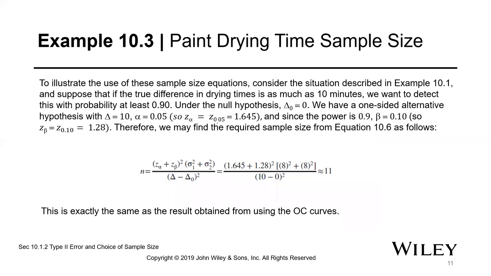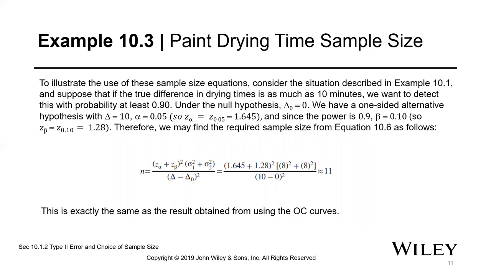So an example of this. Still watching paint dry. The true difference of drying times is as much as 10 minutes. We want to detect this with a probability of 0.9 under the null hypothesis that the mean difference, delta zero, is zero. We have a one-sided alternative because we could care less if they're different. We just want to see if it's less than. So we have a delta of 10 because we know it's a difference of 10. We have our alpha, so our Z score is 1.645. And the power is 0.9, so beta is 0.1. So if you have your alpha, beta is 1 minus that.